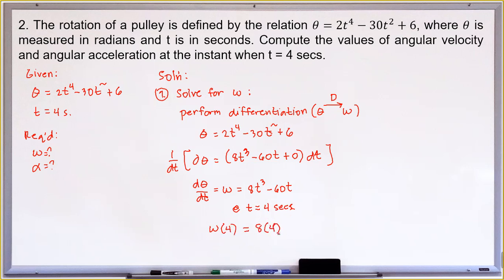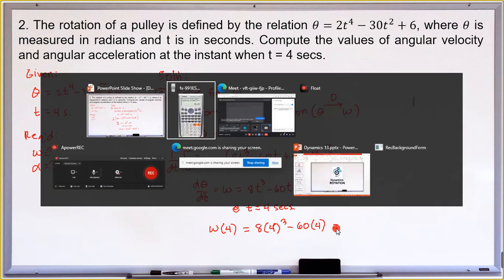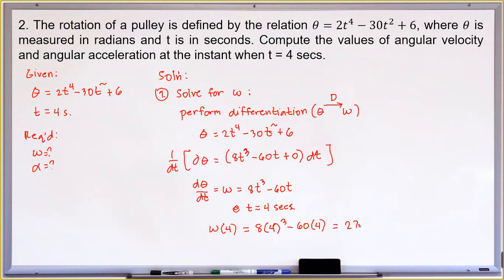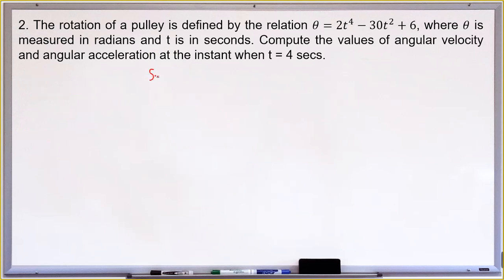So we have w of 4 equals 8 times 4 cubed minus 60 times 4. Okay, let's use the calculator. We have 8 times 4 cubed minus 60 times 4. The result is 272. So we have 272 radians per second. Okay, second is the angular acceleration.